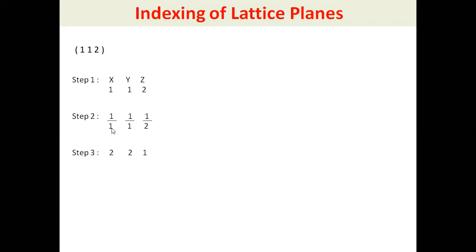Okay, then multiply 1 with 2, which is 2. Then 1 2 za, and 2 into 1 is again 2. And 2 1 za 2, so 1 into 1 is 1. So 2 2 1 is your HKL value, and you have to put that in parenthesis, in this bracket, that is (2 2 1).